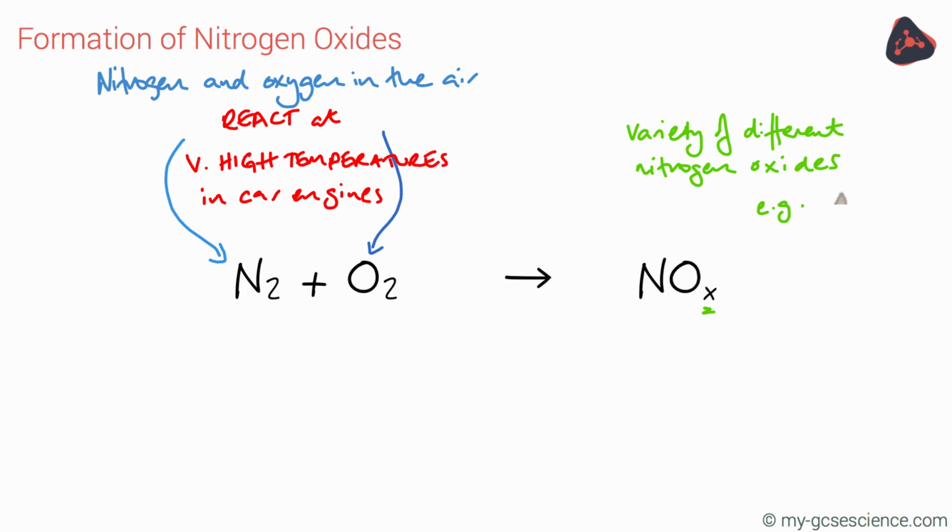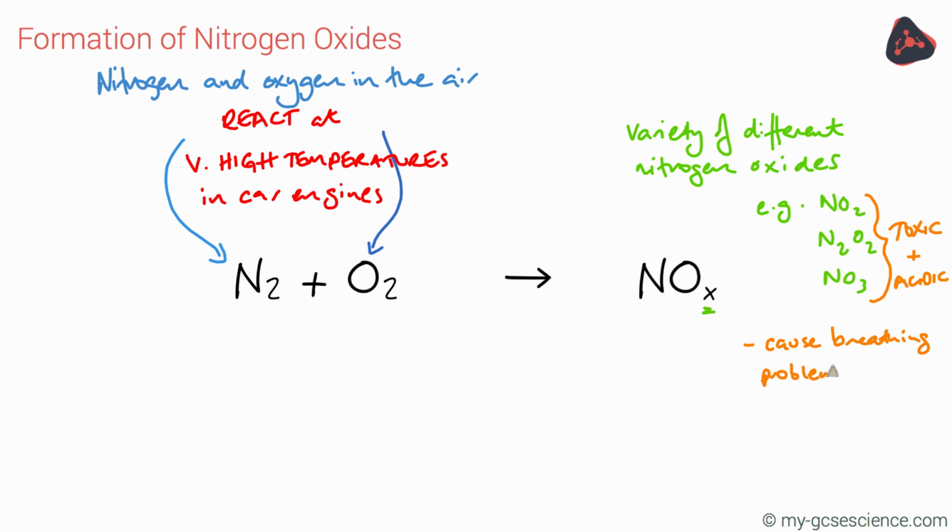Examples of nitrogen oxides might be nitrogen dioxide, dinitrogen oxide, or nitrogen trioxide. And it's common that a mixture of these gases are formed. All of these gases are toxic and acidic. When they build up in the air, especially in urban areas, they can cause breathing problems and worsen asthma and emphysema, which are breathing-related illnesses. And because nitrogen oxides are acidic, the production of nitrogen oxides can also lead to acid rain.